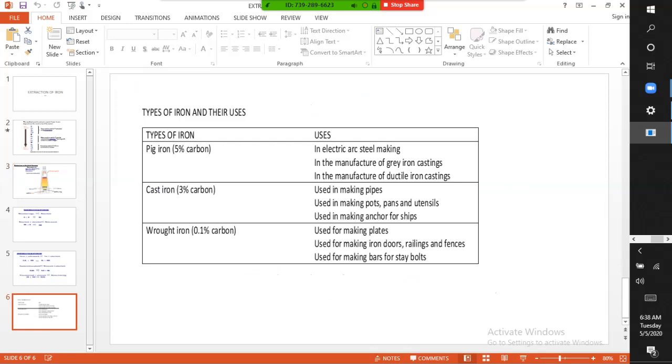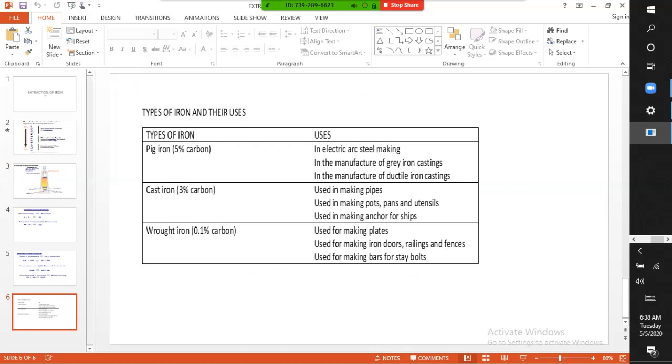Now, what are the uses of these different types of iron? Pig iron contains 5% carbon. It has limited uses because it's very brittle, and it is majorly used in electric arc steel making and in the manufacture of gray iron coatings. But cast iron contains a lower percentage of carbon and can be used in making pipes, pots and pans and utensils, and anchors for ships.